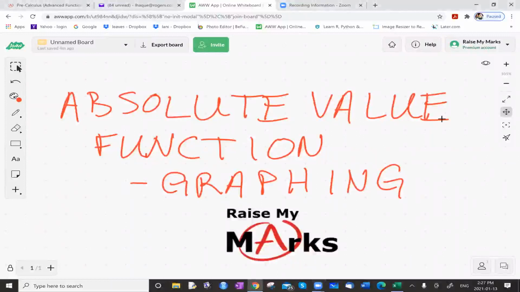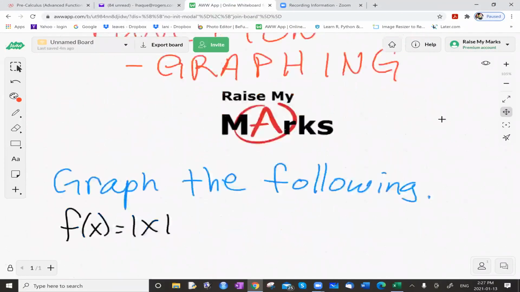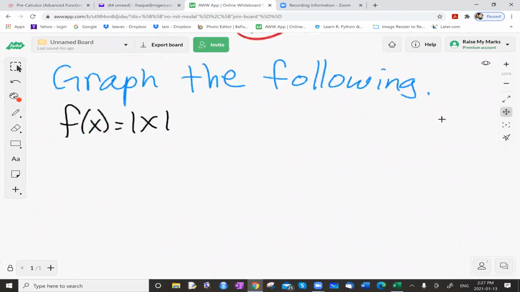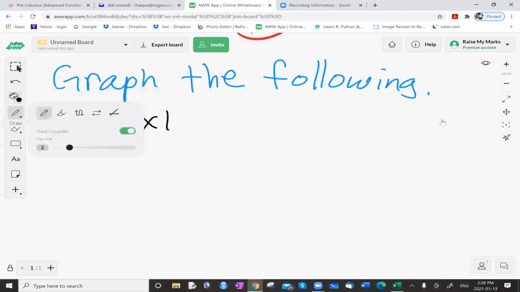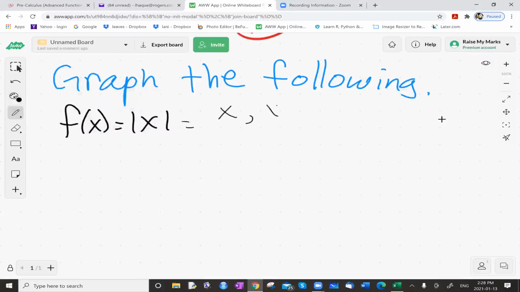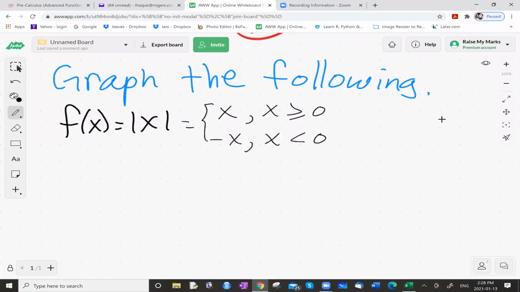In this video, we're going to look at the absolute value function again, but we're going to look at graphing the absolute value function. All right, so let's do some examples. So let's graph the following. So this is just the absolute value function that we all know and love. Well, I don't know if we love it, but so how do we define it? So it's equal to x when x is greater than or equal to 0, and negative x when x is less than 0. Okay, so now we need to graph that.